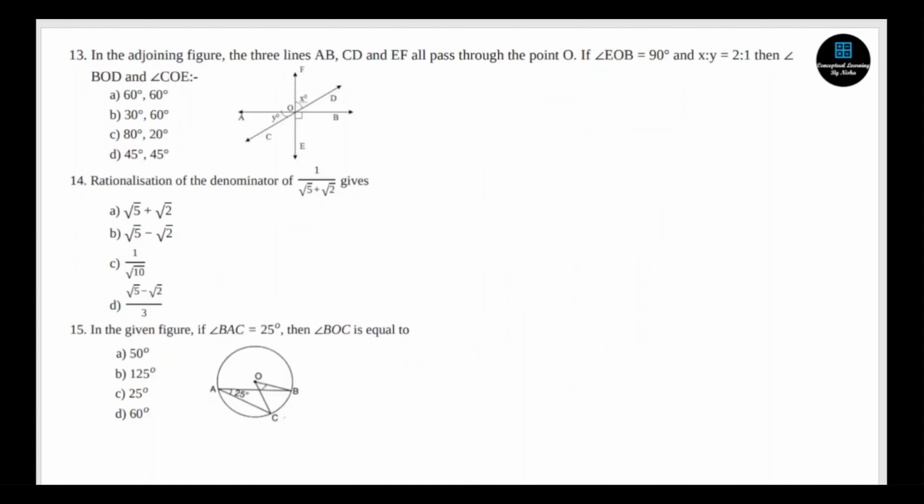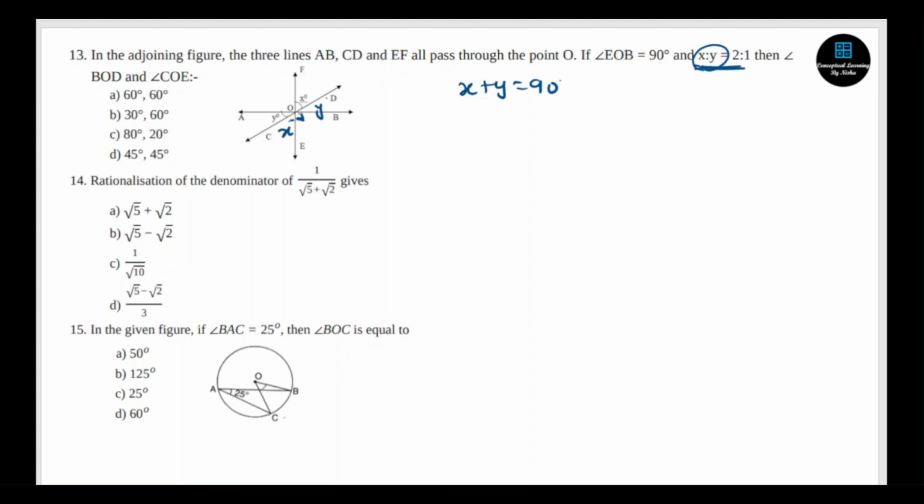Alright, now see here, a very common mistake: students are taking x and y as vertical angles. That's wrong, okay? Here angle COE is the vertically opposite angle to this x. So this is x, this is also x, and in the same way this is y degrees. Alright, so avoid that. Now x plus y equals 90 degrees. Why? Because this is 90 degrees over here, right? And now x is to y equals 2 is to 1.